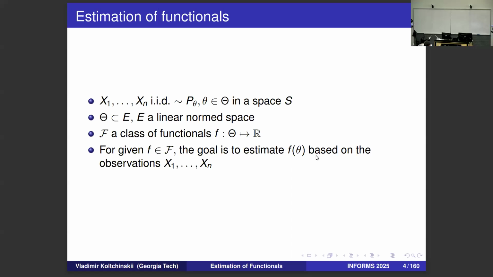And other than this, the functional is given to you in the sense that you can ask some oracle, what is the value of this functional at a point of your choice in the parameter space? You can choose maybe several points. Probably you should choose points that depend on the data. And then based on the values of the functional at these points, you want to estimate the value of the functional at the parameter theta.